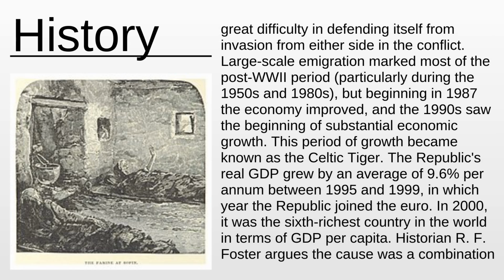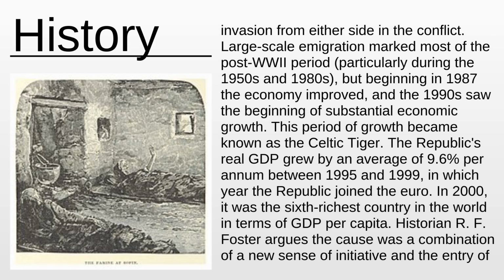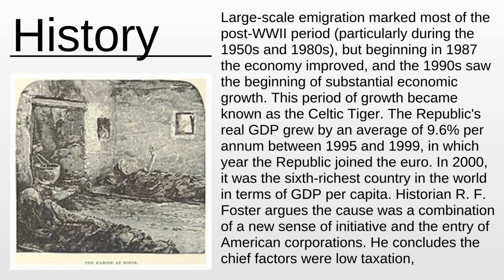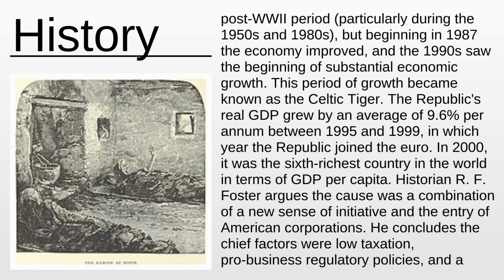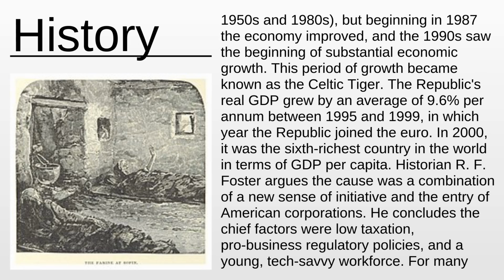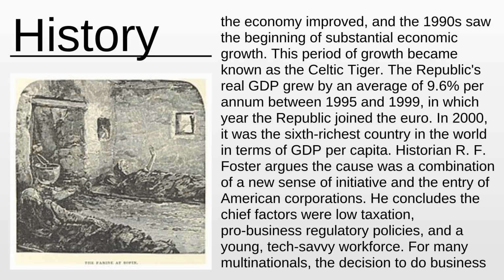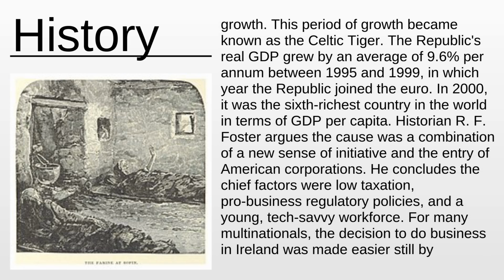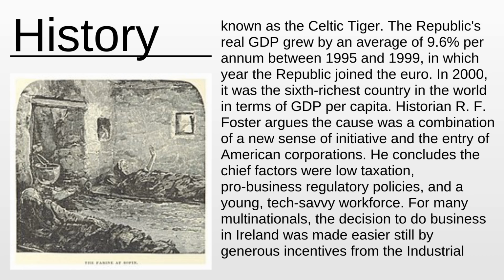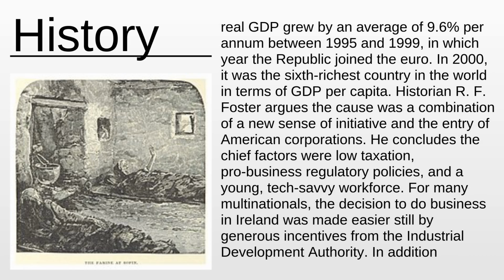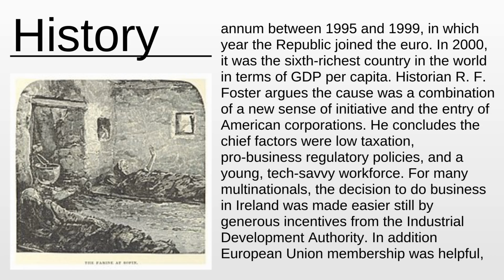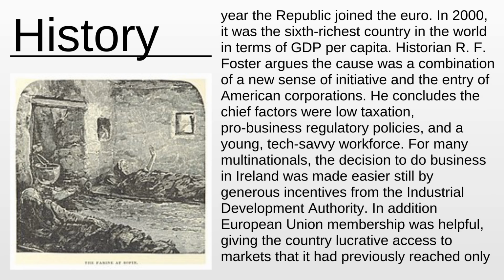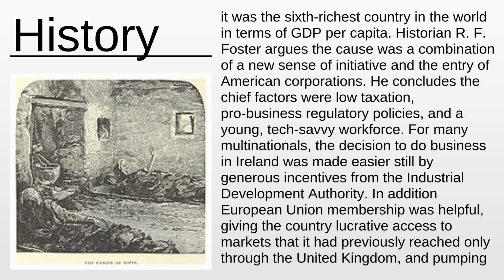Large-scale emigration marked most of the post-World War II period, particularly during the 1950s and 1980s, but beginning in 1987 the economy improved, and the 1990s saw the beginning of substantial economic growth. This period of growth became known as the Celtic Tiger. The Republic's real GDP grew by an average of 9.6% per annum between 1995 and 1999, in which year the Republic joined the Euro. In 2000, it was the 6th richest country in the world in terms of GDP per capita.